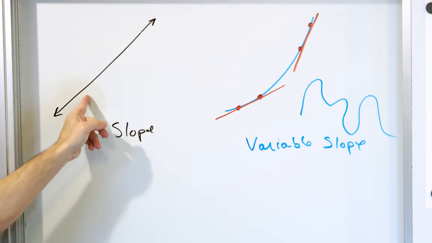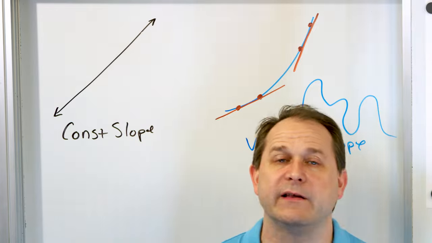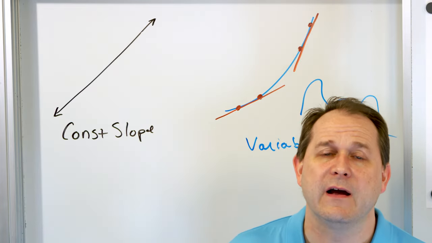Constant slope means it's just a line. All lines have a constant slope. No matter what points you pick, you always get the same slope. Variable slope means if I pick different points on the path, I'm going to get different values of the slope.